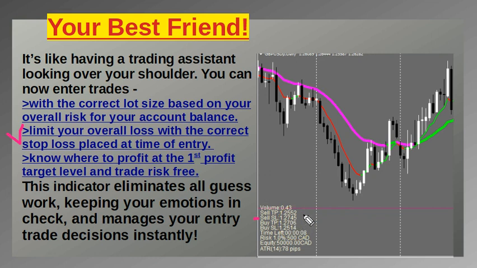1.2745. Okay, and then the next thing is you can always know where to profit at the first profit target level and then trade risk-free.